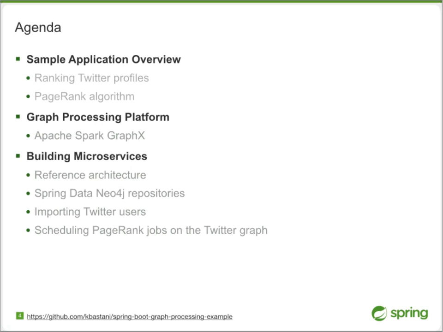Next, we'll do an overview of the reference architecture and talk about how to build multiple Spring Boot applications that might resemble a microservice architecture. We'll take a look at code for creating Spring Data Neo4j repositories for managing our imported Twitter graph. We'll then take a look at how to schedule new PageRank jobs on the data in Neo4j, which we'll use to rank users.